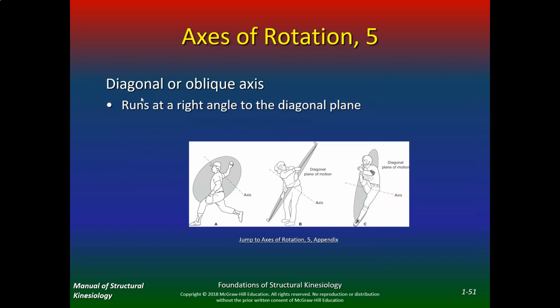When you put it all together, the diagonal or oblique axis runs at a right angle to the diagonal plane. Okay? And this is when it gets a little tricky because you have to combine all three planes of motion and all three axes.